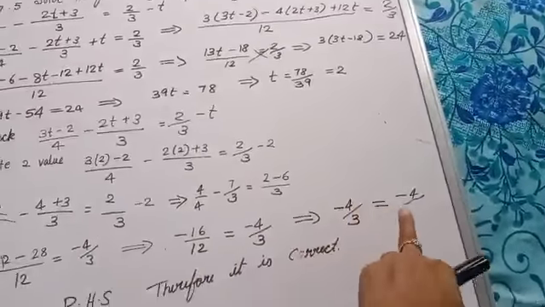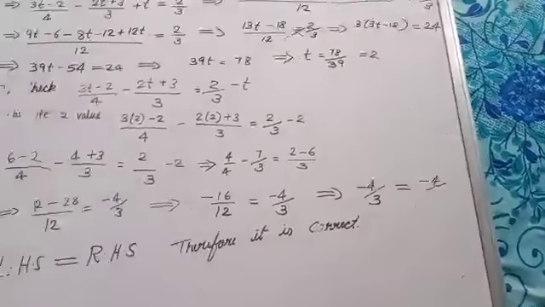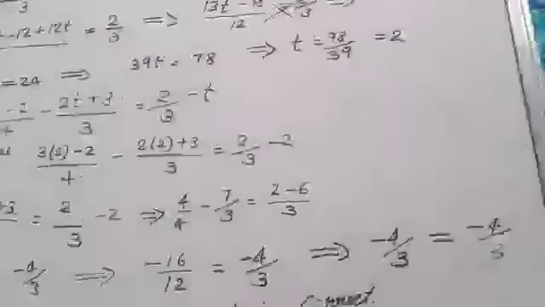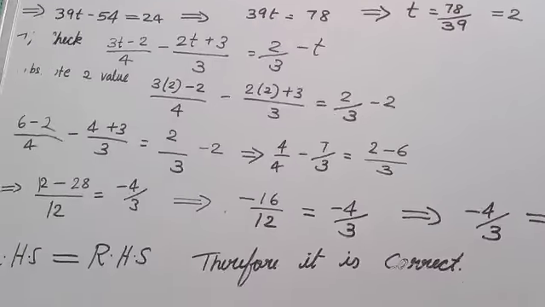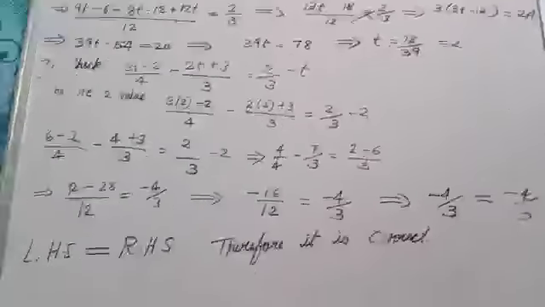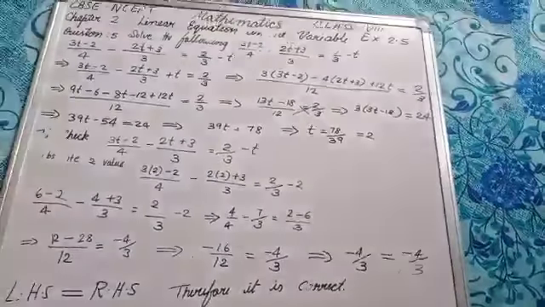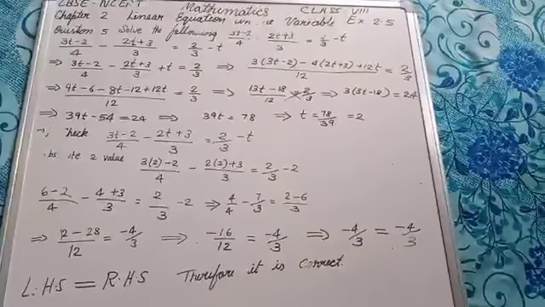Minus 4 by 3 is equal to minus 4 divided by 3, which will be as it is. So we will be getting the same answer. Minus 4 by 3, minus 4 by 3, we will be getting left hand side is equal to right hand side. Hope you understood. Thank you.